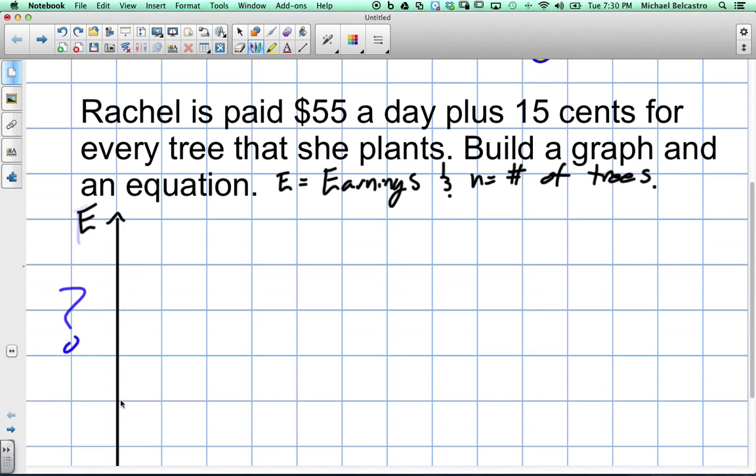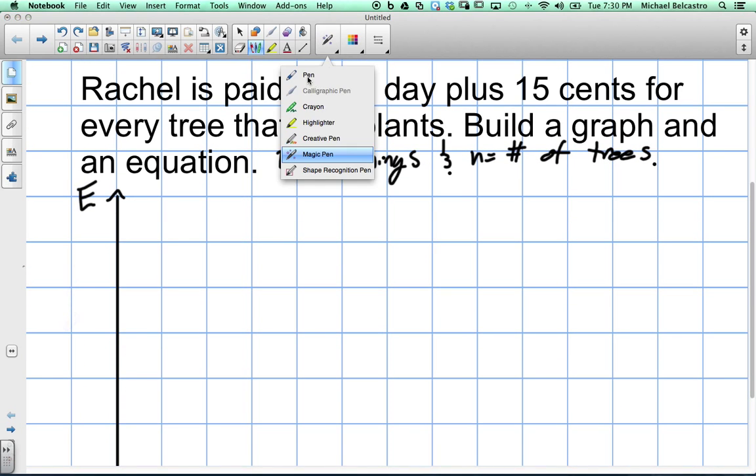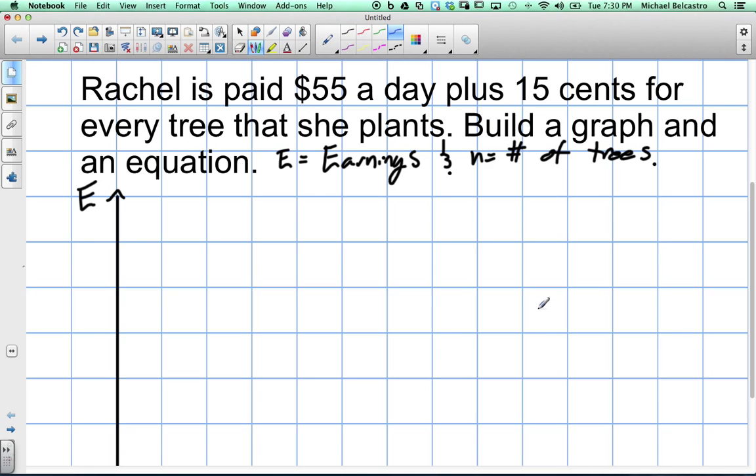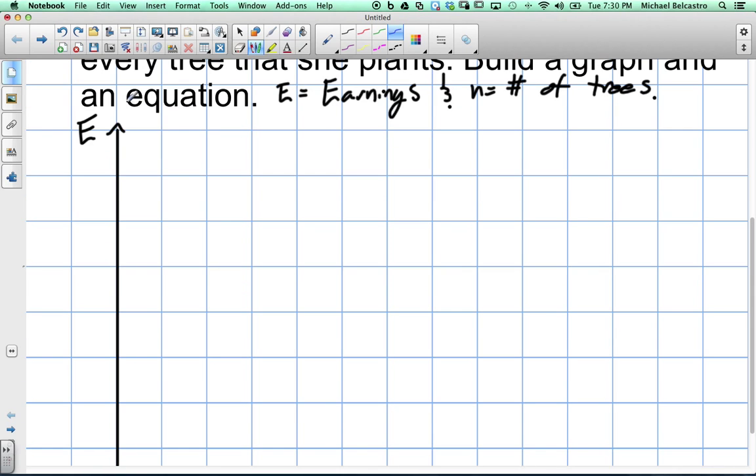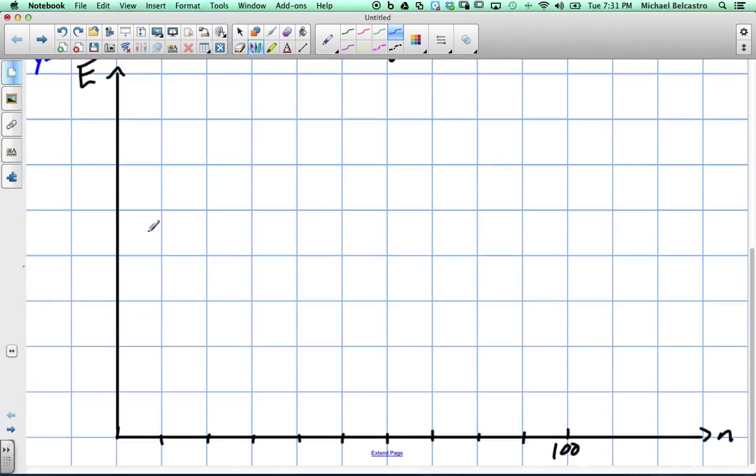Let's work with the graph to start. So if she plants absolutely no trees, how much money will she make? $55. Yeah, it's pretty good, eh? She can sit there and do nothing and make $55. So we know that's going to be our y-intercept, and this is our y-axis, right? We know that her earnings are going to what? Increase or decrease from there? Increase.